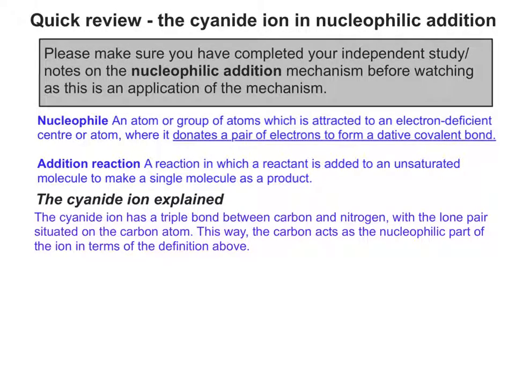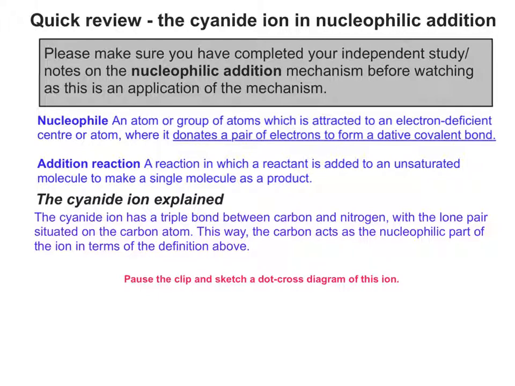So let's start by having a think about the cyanide ion and how it's put together, because it's important to understand this so that we can see sense in the mechanism a little bit later on in the clip. So the cyanide ion has a triple bond between carbon and nitrogen with a lone pair situated on the carbon atom.